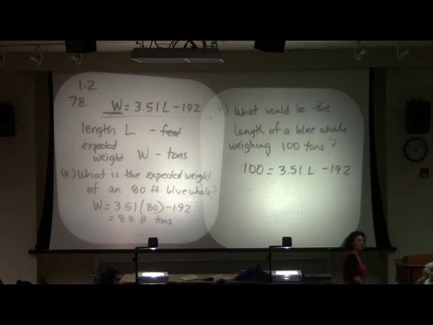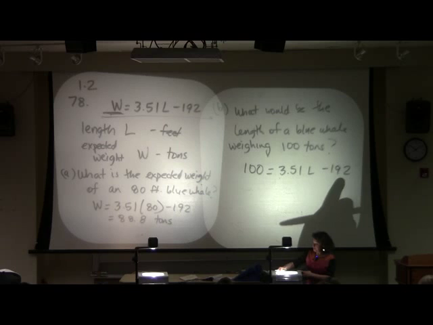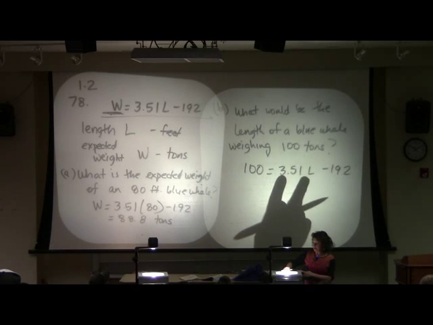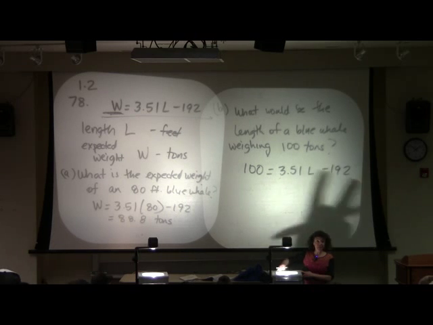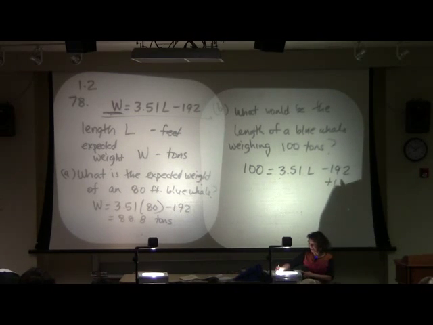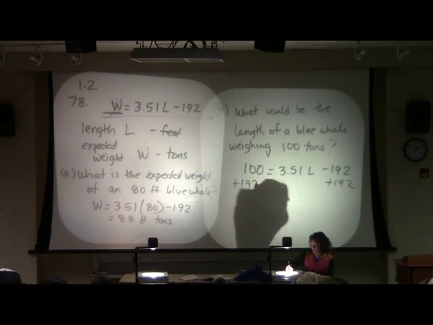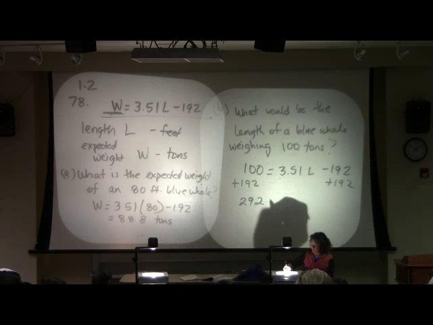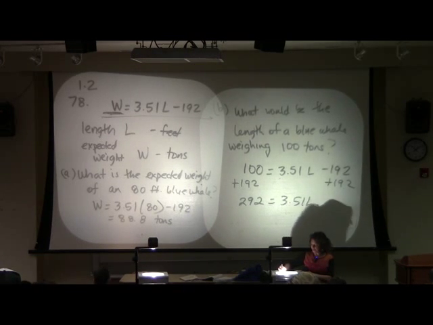Now I'm doing this just to be sure your algebra is all fine and dandy. And then there's one more part to this problem. Can we solve this? Totally. What's our first step? Wouldn't you add this to both sides? We want to isolate our L, correct? So first you get rid of whatever you're adding or subtracting. So we would add 192 to both sides. So don't we have 292 is 3.51 L?